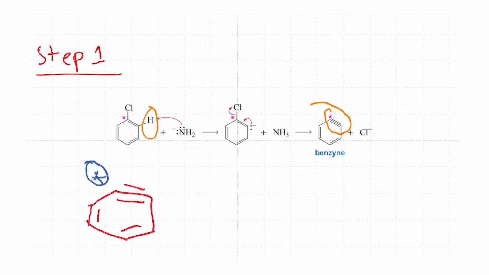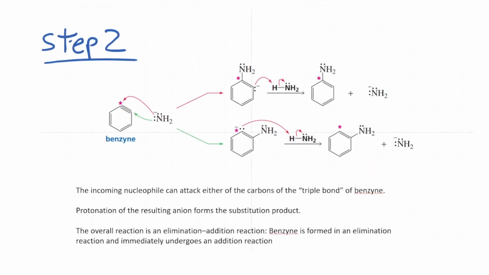Okay, so now in the next step, which we are all quite familiar with, the amide attacks the benzyne. So as you can see here, the incoming nucleophile can attack on either of the carbons of the triple bond. So in the red case, where NH2 minus attacks on the carbon with the label, then the amine ends up on the carbon attached to the carbon with the label.